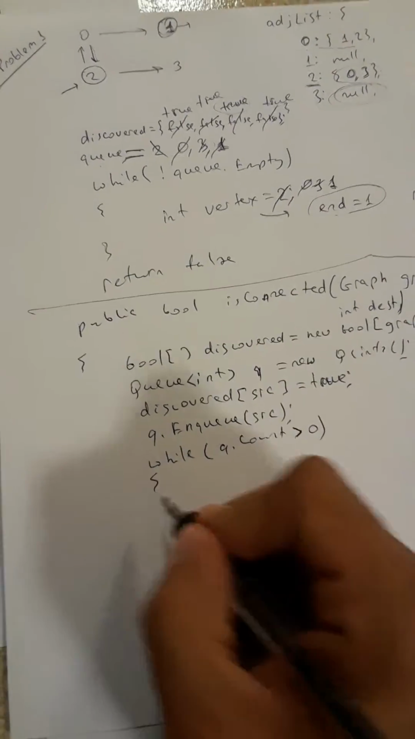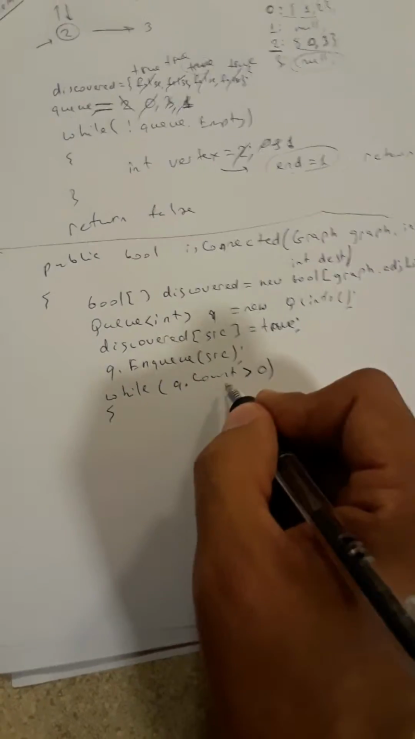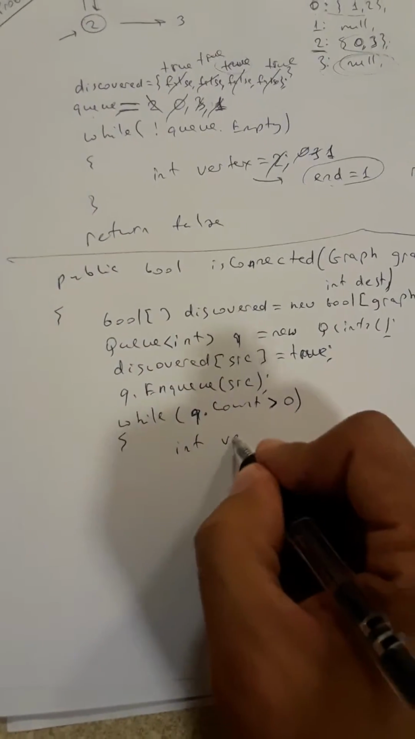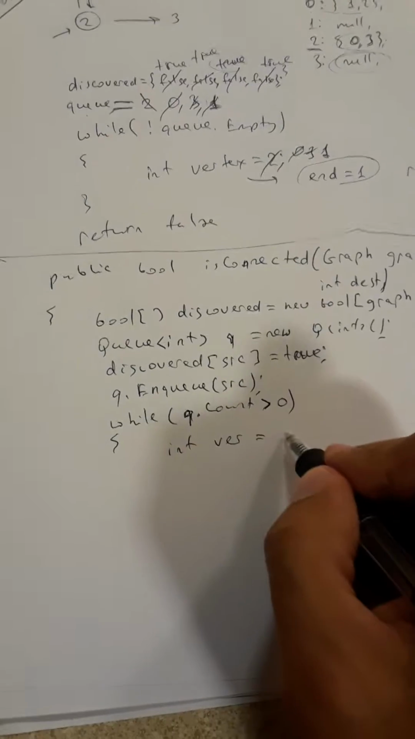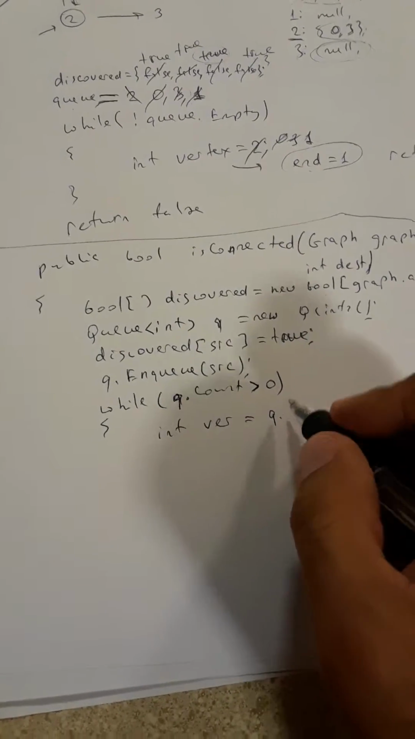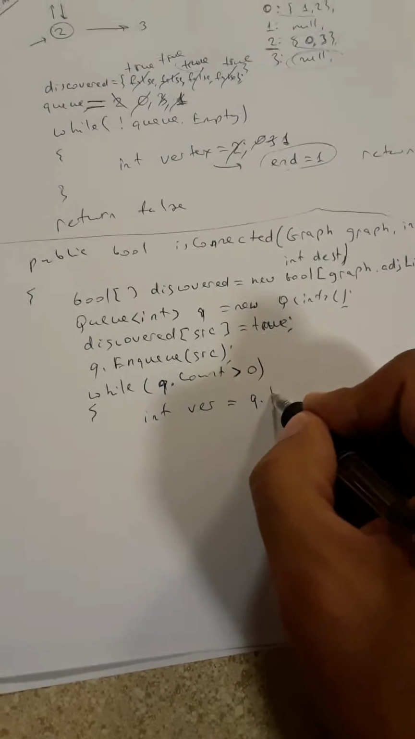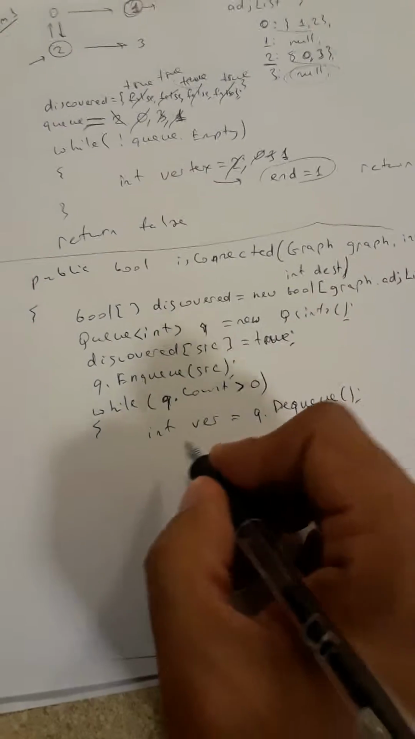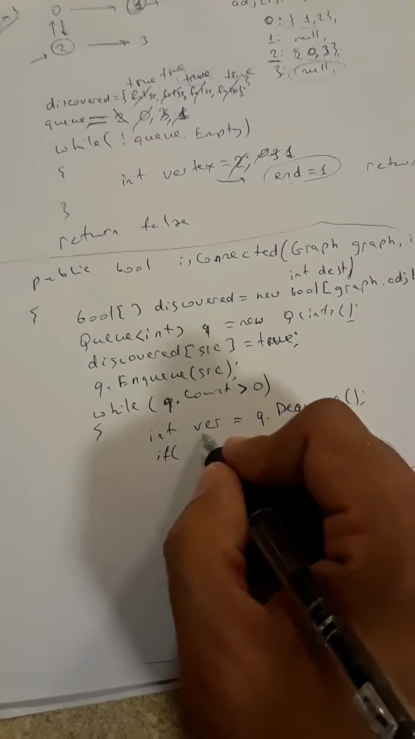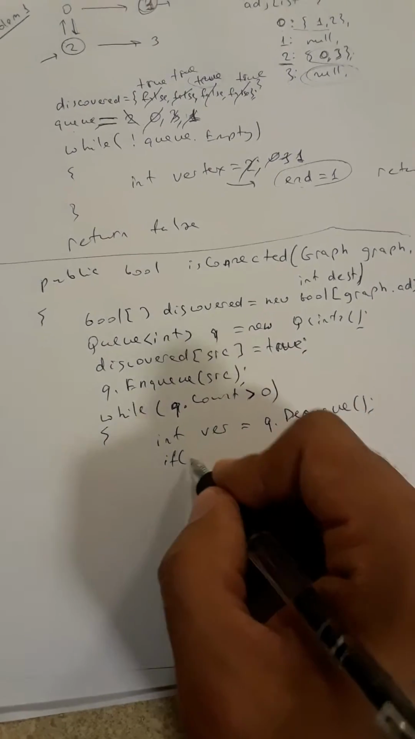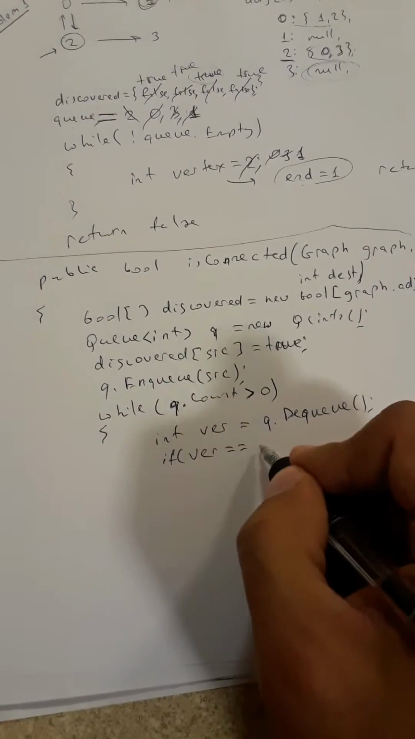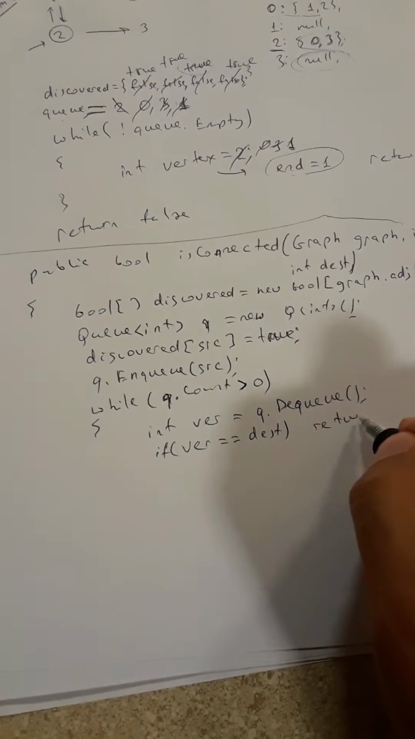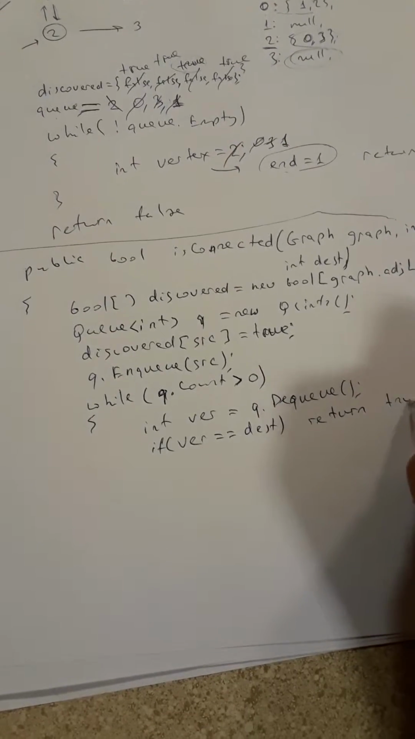And our while loop will run until our queue is empty. There will be a variable for vertex. The variable will be filled with an element from the queue. And each time we store any data to our vertex, we check if it's equal to our destination element. If it's equal, we'll just return true.